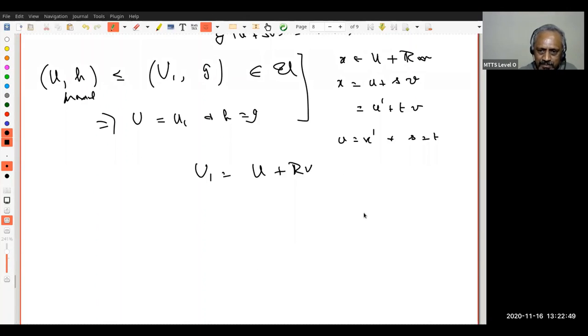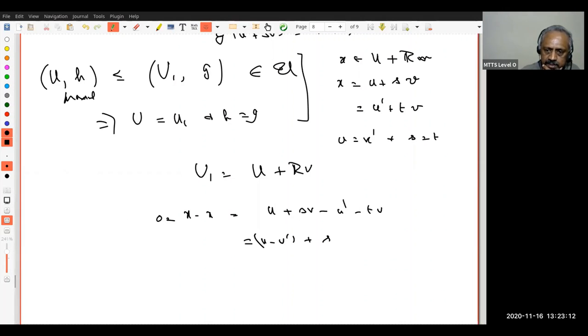Okay, that's all I want to do. That means you give me an element X in U1, I can write it in a unique way, right? Why is this true? Because look at X minus X is 0, but that's equal to U plus SV minus U dash minus TV. That is U minus U dash plus (S minus T) times V.